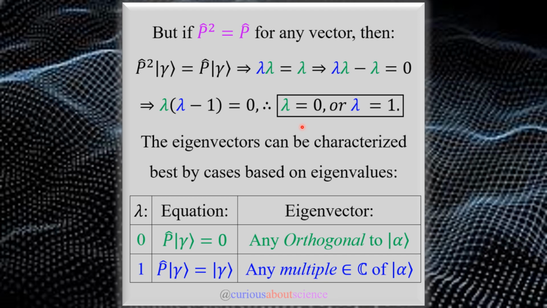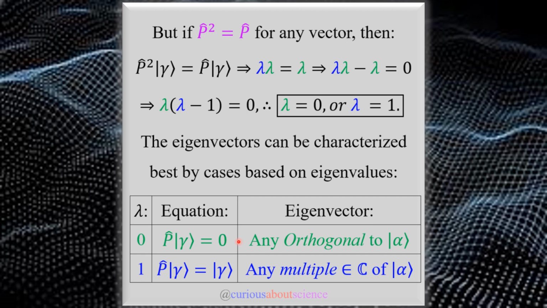So we have a lambda equals 0 and a lambda equal 1. Okay, you're kind of seeing the writing on the wall for what's to come here. And so what we need to do is characterize the eigenvectors by their eigenvalues. And to me, organizing that is best in a chart. And so for the case of 0 here, we see that the eigenvalue equation turns into a 0, and this is good for any vector orthogonal to alpha.